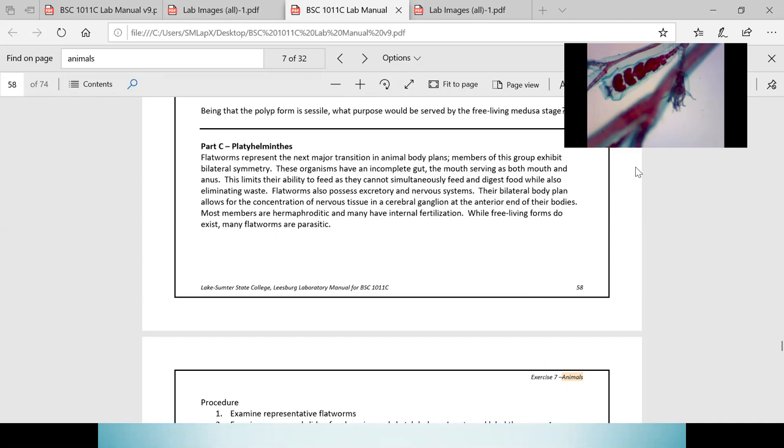You guys ever seen a platypus? Of course you have, right? It's like an animal that was designed by a committee. But the platy part of it is interesting, platy. You might know what that means, to be platy. Like in this critter we're looking at here, part C, the platyhelminthes.